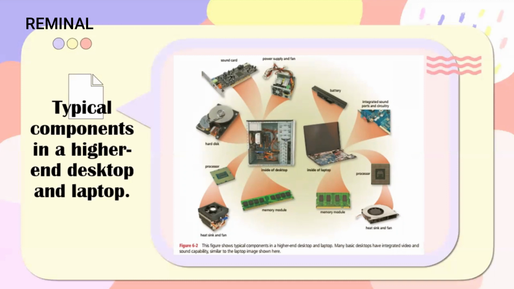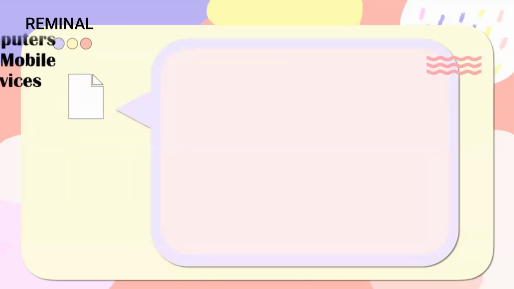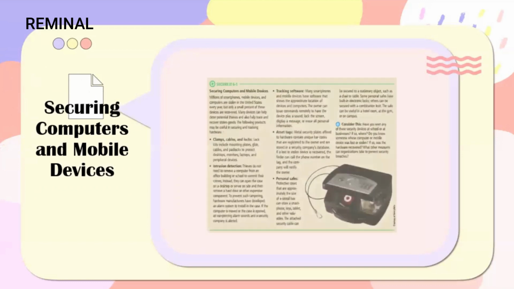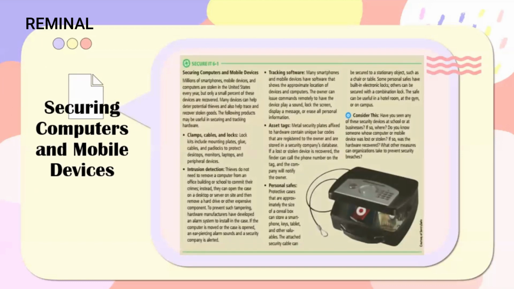Pagtapos nating magbalik-aral dito, mahalaga ring alam natin yung mga securing components ng computers and mobile devices. Marami sa atin ngayon ang gumagamit ng mga devices na to, kaya para mas magdoble ingat tayo, ito yung mga sumusunod na dapat ihanda natin kapag nandyan na yung sakuna. Una, clamps, cables, and locks. Lock kits including mounting plates, glue cables, and padlocks na nagpoprotect sa desktops, monitors, laptops, and peripheral devices.